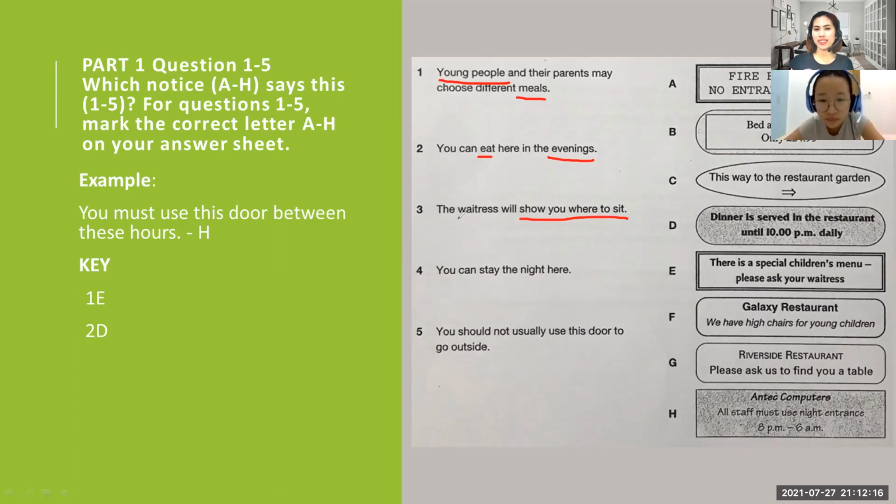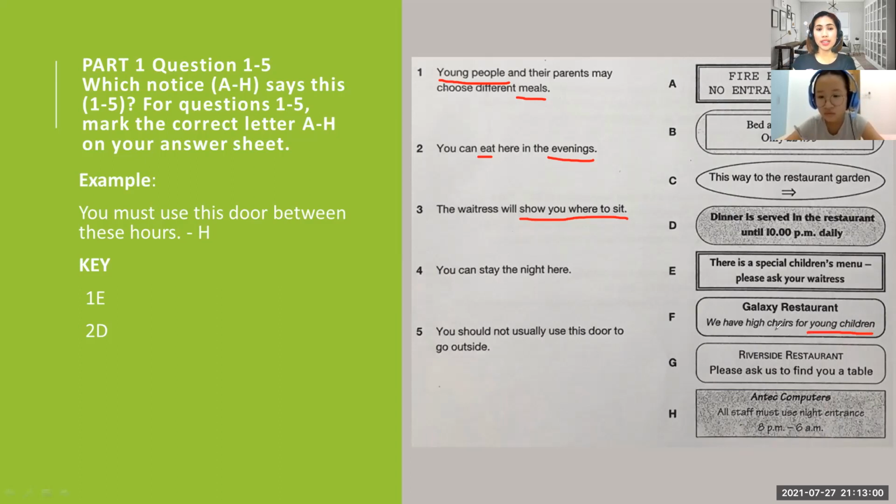It's the waitress. Okay, so you said F. So did it say if it's for children only? No. But in F, the notice is for which group of people, or for whom? It's only about young children.